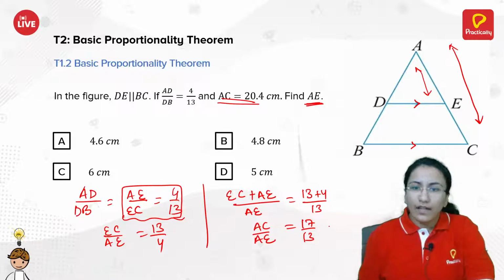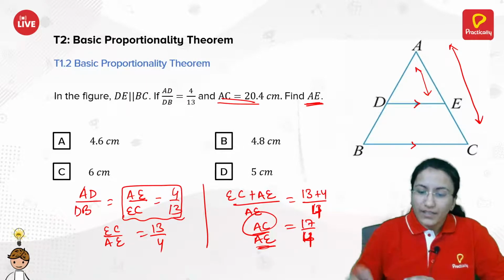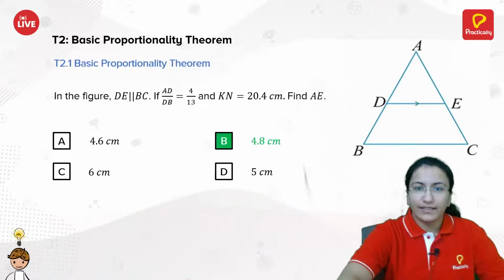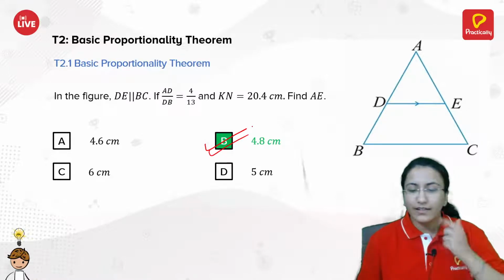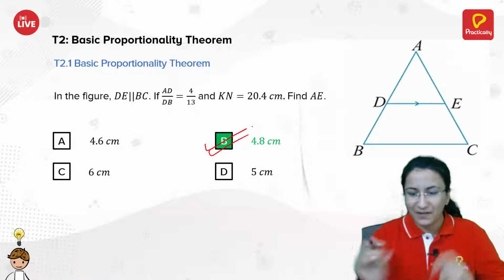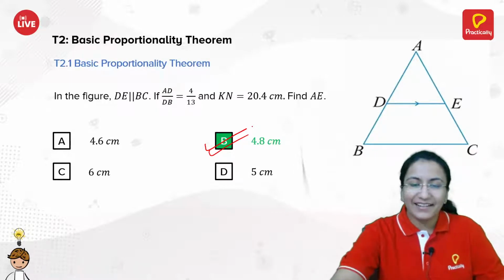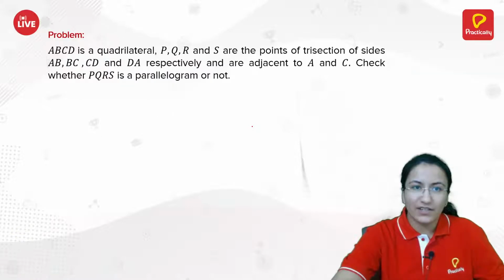Just try here. I'll have 4. I have written it wrongly. It is 4, right? So AC by AE is 17 by 4. Just put the value of AC over here as 20.4 and solve for AE. You are saying B part as the answer. Let's just see. It has answer as B part. So you are correct. B part is the correct answer. Clap for you. You have done it quickly and you have answered it accurately. So let's just do the next question.